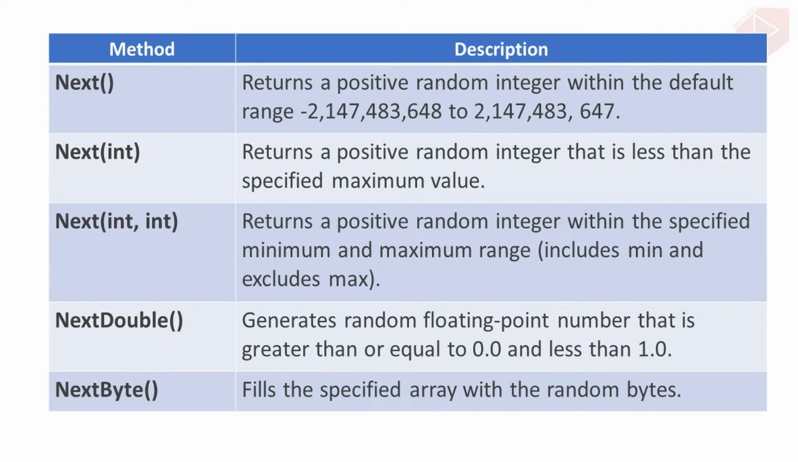the method. The third method will return positive random integers with the specified minimum and maximum range. The first parameter of the method is the minimum value, and the second parameter is the maximum value. The fourth method, which is NextDouble, returns a random floating point number that is greater or equal to 0 and less than 1. Then the NextBytes method fills the specified array with random bytes.